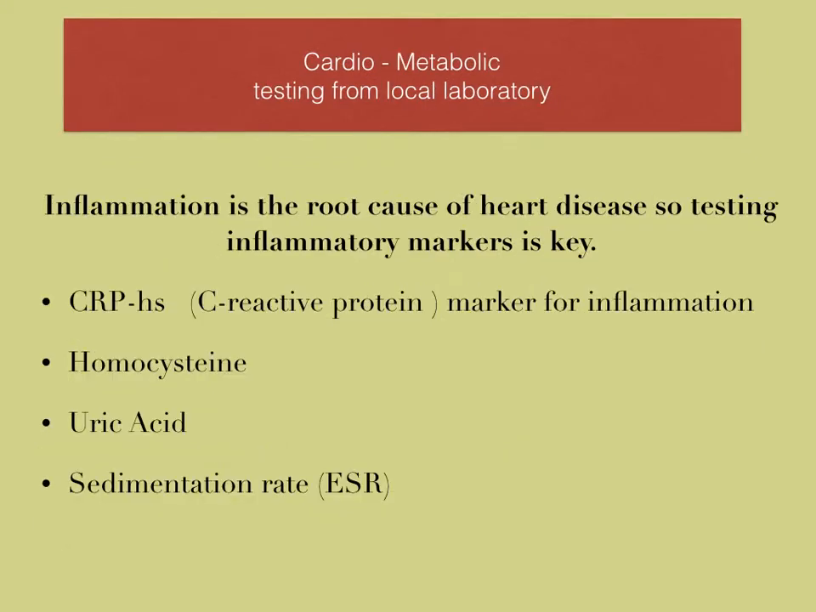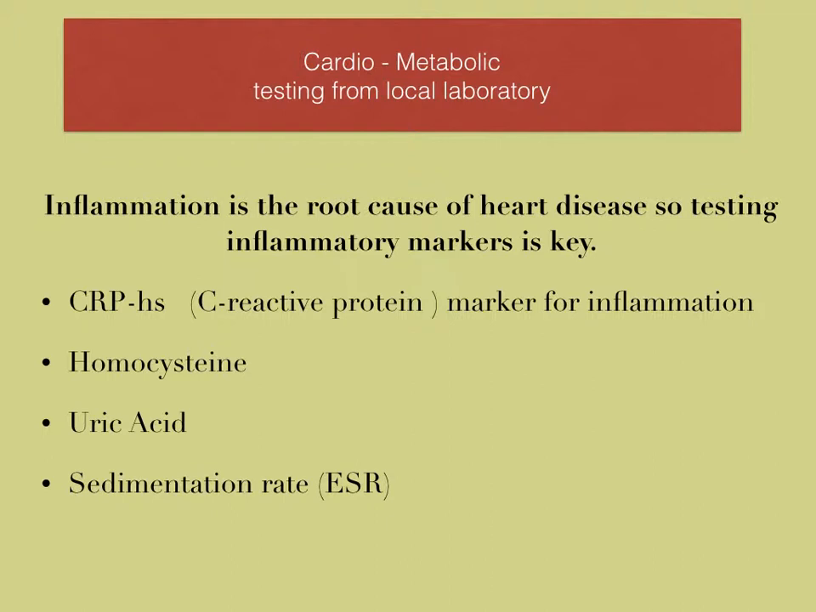So, of course, inflammation is the root of all heart disease, so testing inflammatory markers is very important. The C-reactive protein is a good test for checking inflammation. That also goes higher with infections, but it's a good marker for heart disease as well, so you'll have to look at it in context. The homocysteine would be elevated in patients that have a genetic predisposition to heart disease, and that would show the need for B12 and folate, specifically methyl B12 and methyl folate.